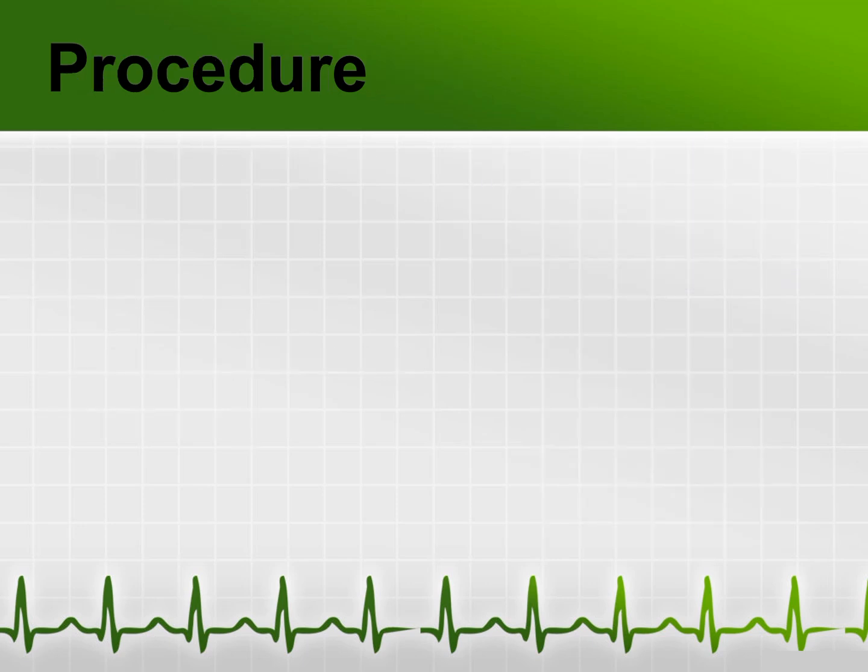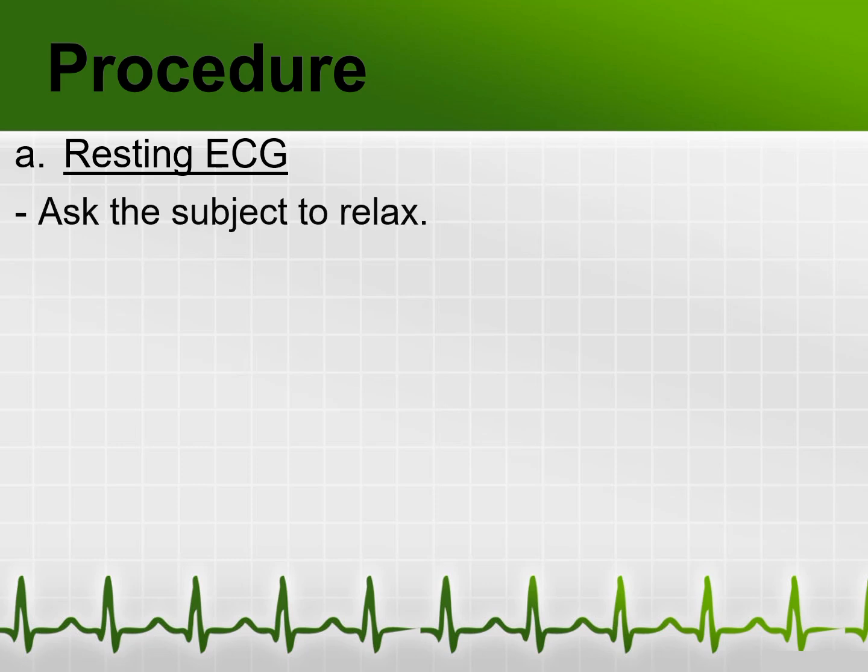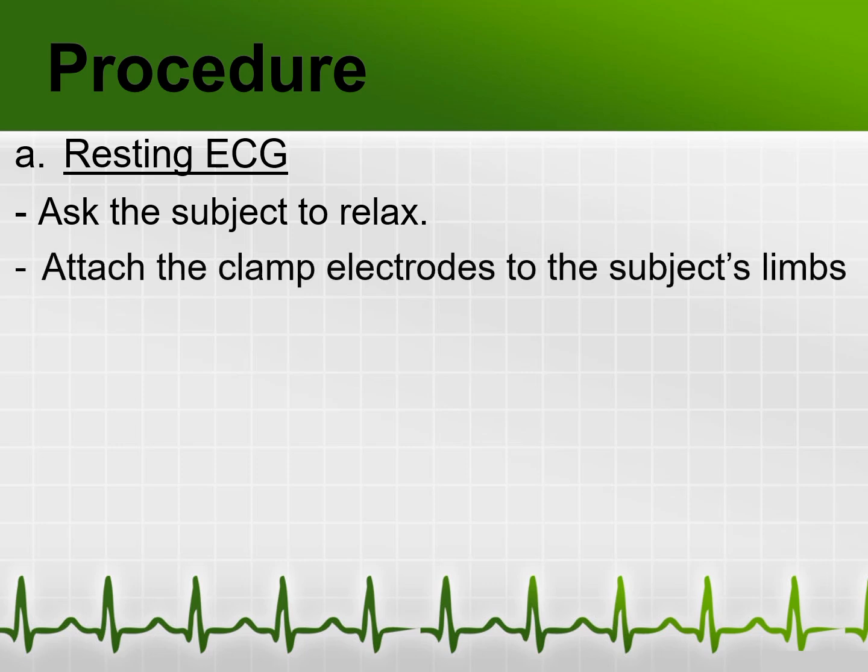What is the procedure of this practical? First, we will record resting ECG. Ask the subject to relax. Then attach the clamp electrodes to the subject's limbs.